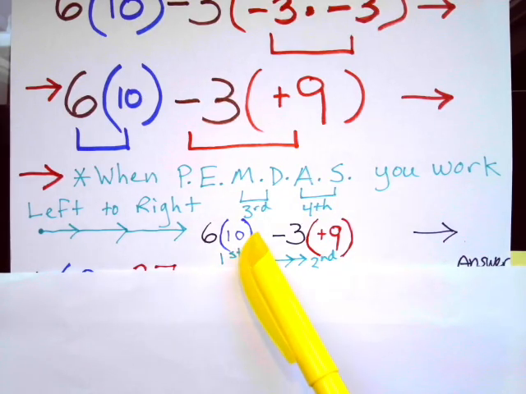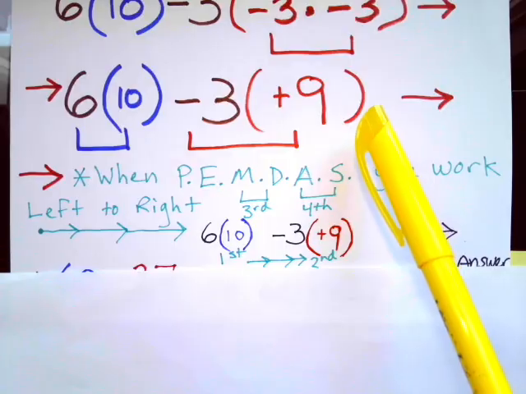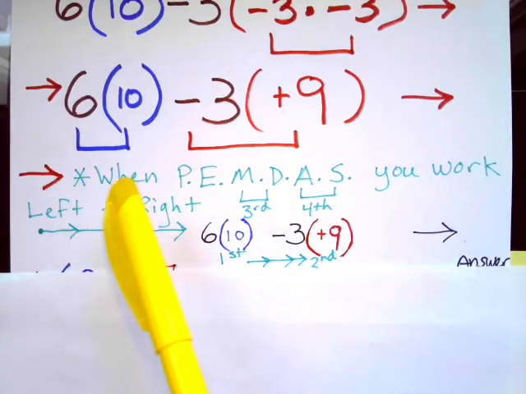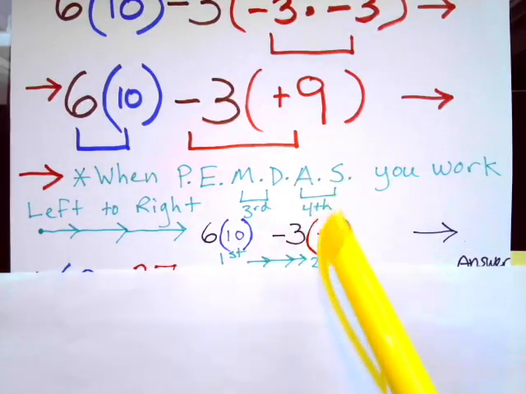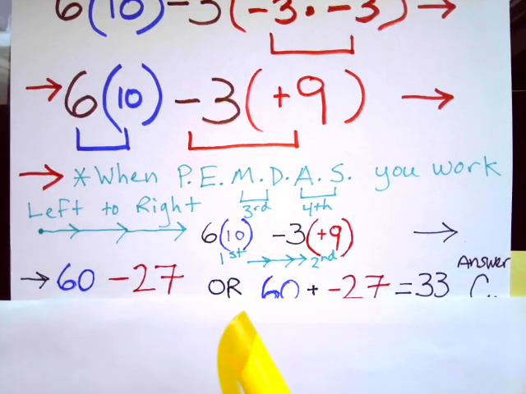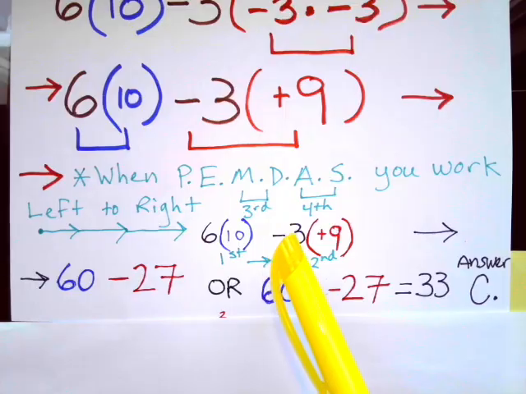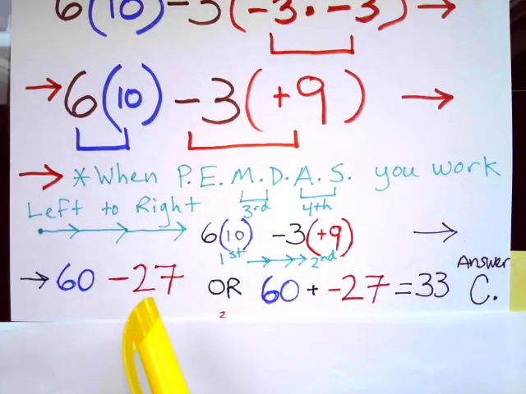So 6 times 10, I want to back up. I want to also say if you're adding or subtracting and you have a tie, then you work left to right, even when you're adding or subtracting, okay? And I go over that in my videos. I just want a quick review. So 6 times 10 is 60, plus negative 3 times a positive 9 is negative 27. Or, again, you can put a plus sign between two terms. It's not going to change a thing.